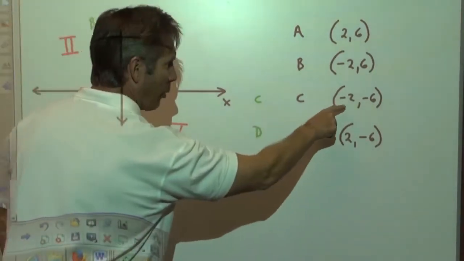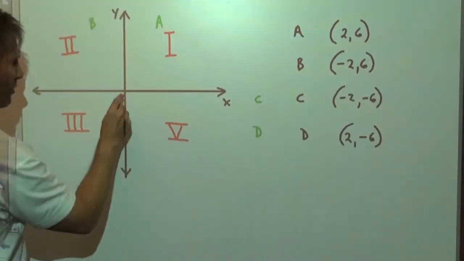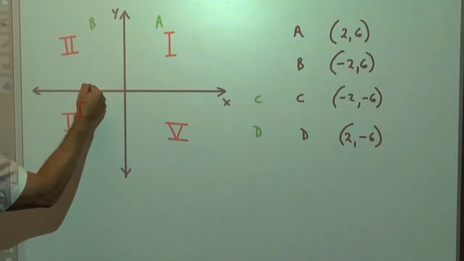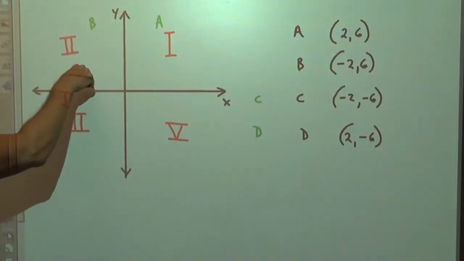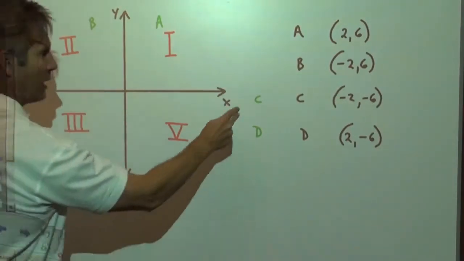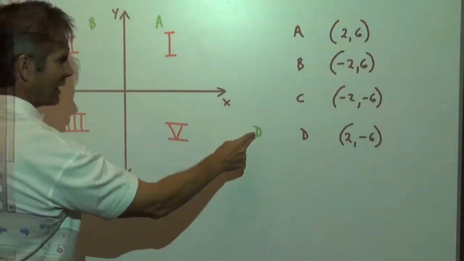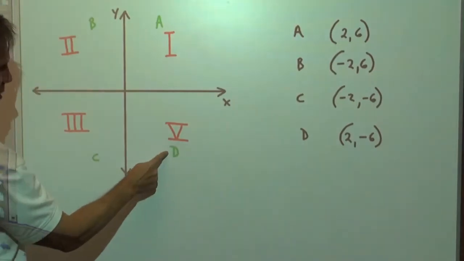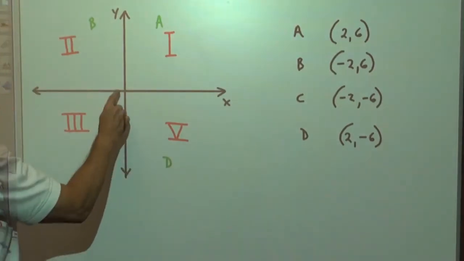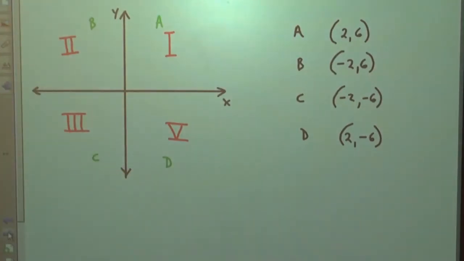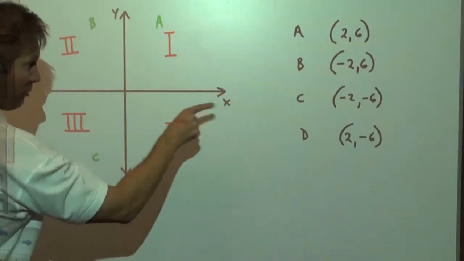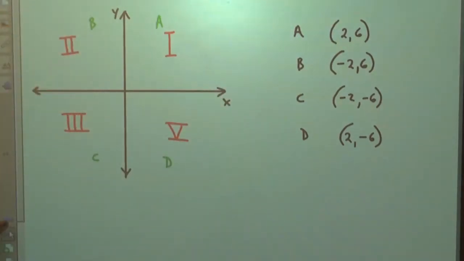Point C, both the x and the y coordinates are negative, so from the origin, we're going to the left 2 on the x number line, or the x-axis, and down 6 on the y number line. So this point is going to be down yonder. Finally, point D is in the fourth quadrant. It should be over here, because it's going to be going 2 to the right and down 6. Simple as that. It's really not bad. X before Y in the alphabet, sing the song if you need to, and X before Y in ordered pairs.